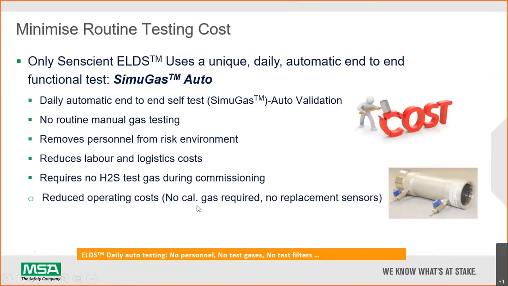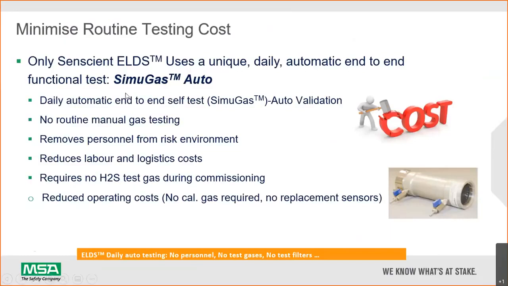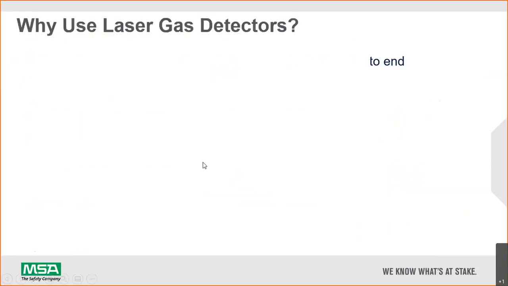Reduce operating cost: no calibration gas required, no replacement sensor. Okay, so a huge saving because of this technology, CMO gas auto, and laser lock helps you ensure 100% reliable detection. So these two things are very important. Why do we use a laser gas detector?